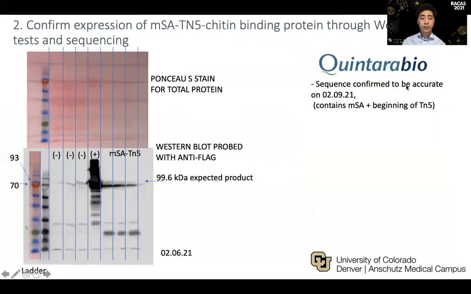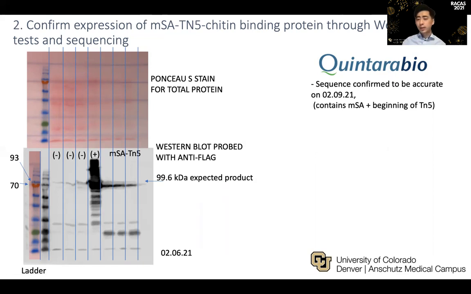So I've been able to confirm the expression of the full-length MSA-Tn5 protein through Western blot and sequencing. You can see here that we're expecting around 99.6 kilodaltons. We do see that there is FLAG-tagged product detected here. I have a positive control, which is just the pATN5. These are just uninduced proteins. And we do see something around the 90s range. This may be a bit misleading as it says 93 here and we have 99.6. I think I just didn't run the gel long enough.